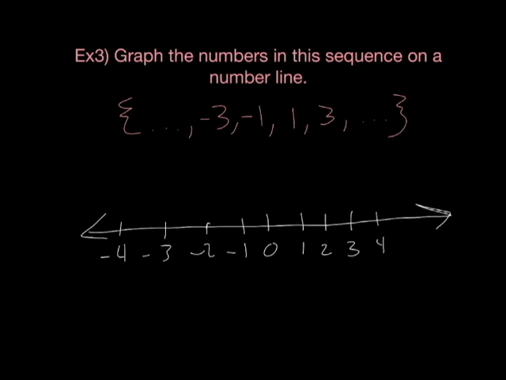-4. Now it says graph the numbers in this sequence. When we graph these numbers on the number line, all we do is find the number and put a dot on it. So it's -3. So you put a dot on the number line at -3. -1, put a dot on the number line at -1. +1, put a dot on the number line at +1. And then +3, put a dot on the number line at +3. We graphed these numbers on the number line, which is our final answer.